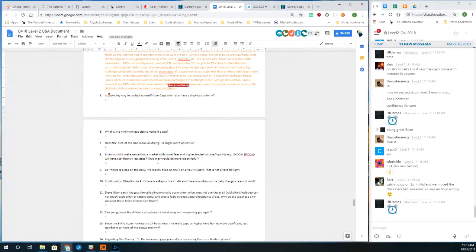Next question. Is there any way to protect yourself from gaps when you have a stop loss order in? Nope. Welcome to the vulgarities of trading. As we said in prior sessions, sometimes the market will actually gap beyond your order, and you're basically trapped in the position.